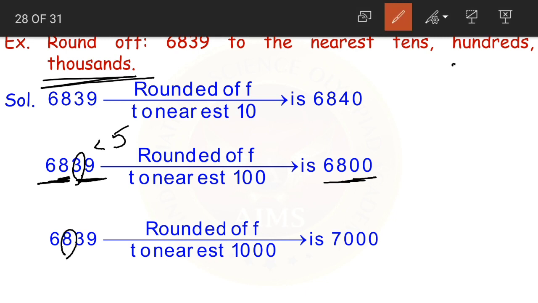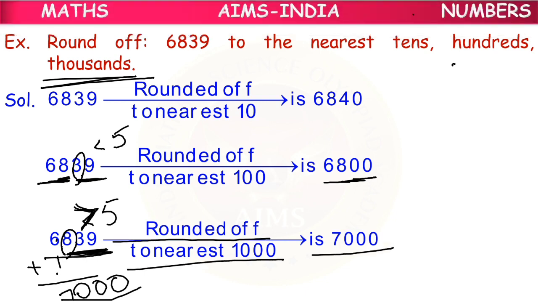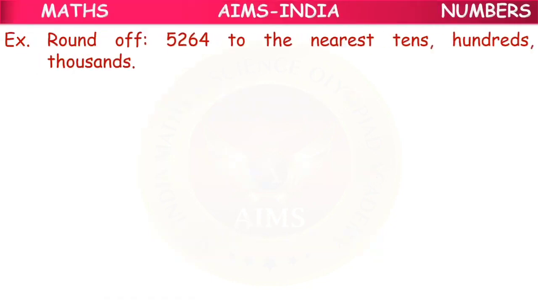Now again the same number rounded off to the nearest thousands. Look at the digit in hundreds place. It is 8, that is greater than 5. So add 1 to the digit in thousands place. 6 plus 1 becomes 7 and replace these 3 digits by zeros. So 6,839 when rounded off to the nearest thousands becomes 7,000. Yes students?